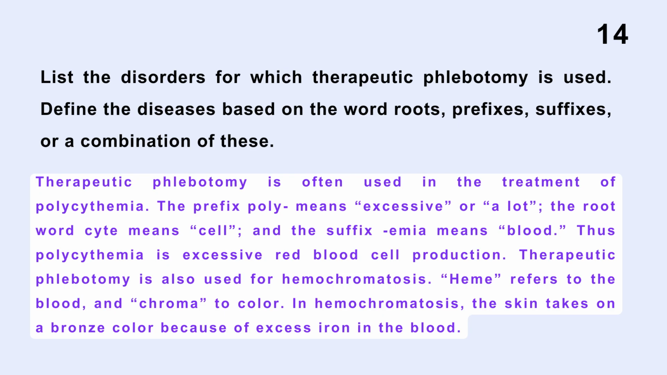Therapeutic phlebotomy is often used in the treatment of polycythemia. The prefix poly means excessive or a lot, the root word cyte means cell, and the suffix emia means blood. Thus, polycythemia is excessive red blood cell production. Therapeutic phlebotomy is also used for hemochromatosis. Heme refers to the blood and chroma, to color. In hemochromatosis, the skin takes on a bronze color because of excess iron in the blood.